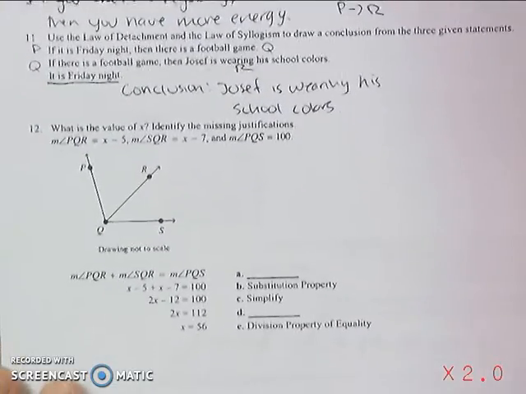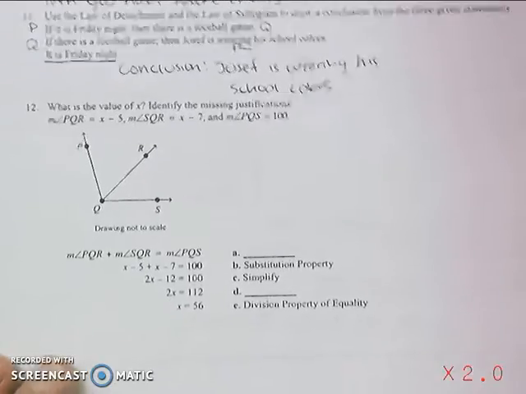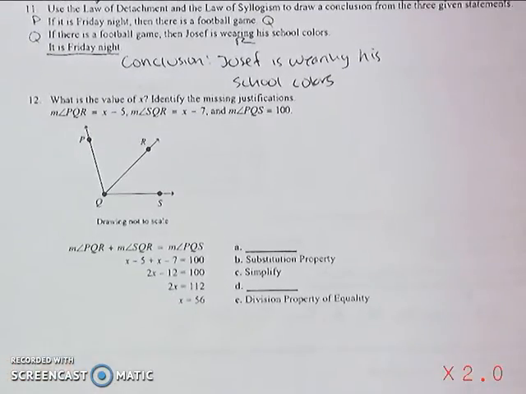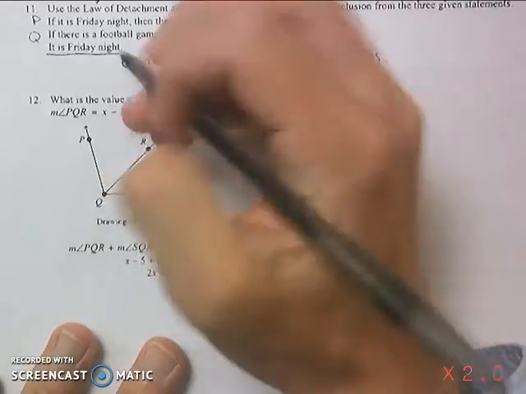Okay. Number 12, it says find the value of X, identify the missing justification. So again, this is like a mini proof basically. Let's go ahead and first think about the proof. So I always want to think about the proof. So what is the value of X? Identify the missing justification. So PQR is X minus 5.